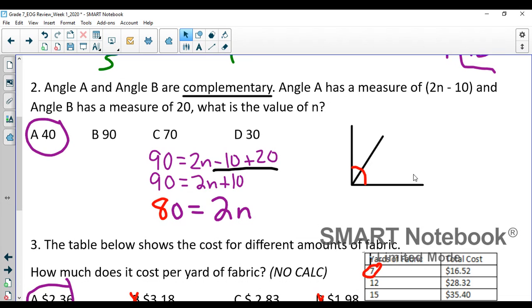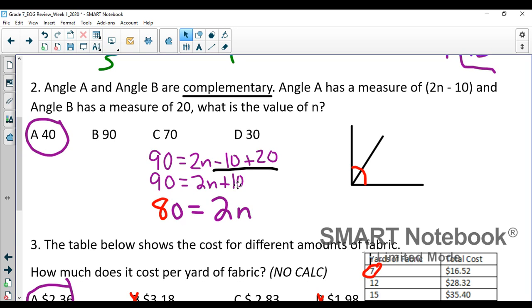So essentially what this problem is saying is that this 90-degree angle got split into 2 different parts. One part that measures 2n minus 10 and one part that measures 20. So that 90 degrees is the same as the first angle plus the second angle. Then you combine your like terms. Negative 10 plus 20 is positive 10.